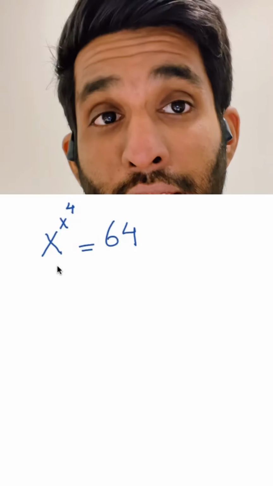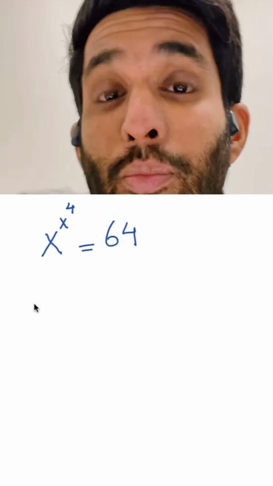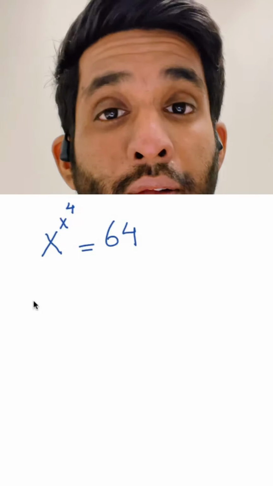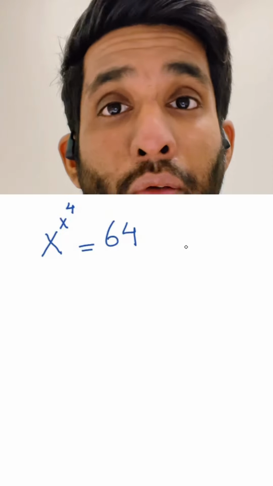x to the power of x to the power of 4 is equal to 64. To solve this problem, we will definitely be using the exponent laws. And the law relevant to this problem is the power rule.